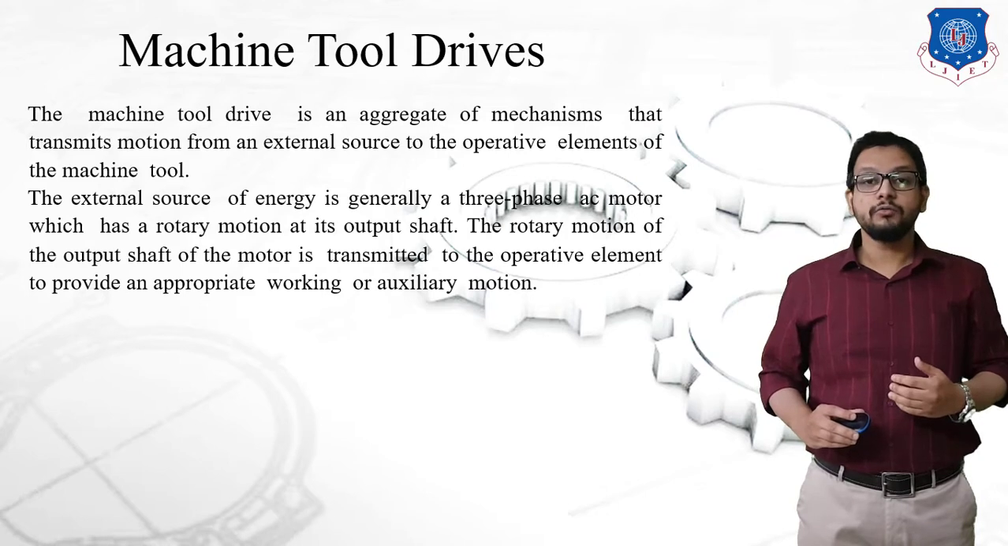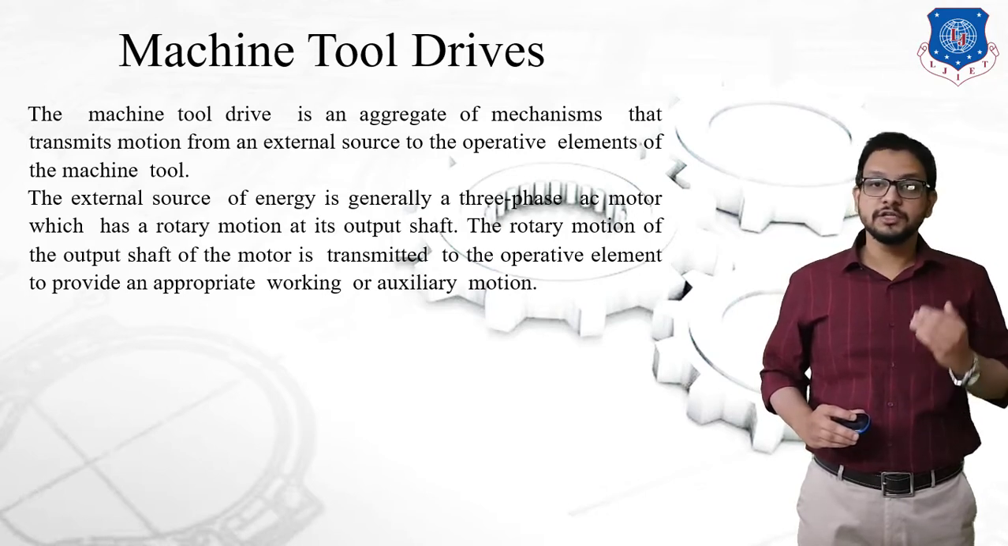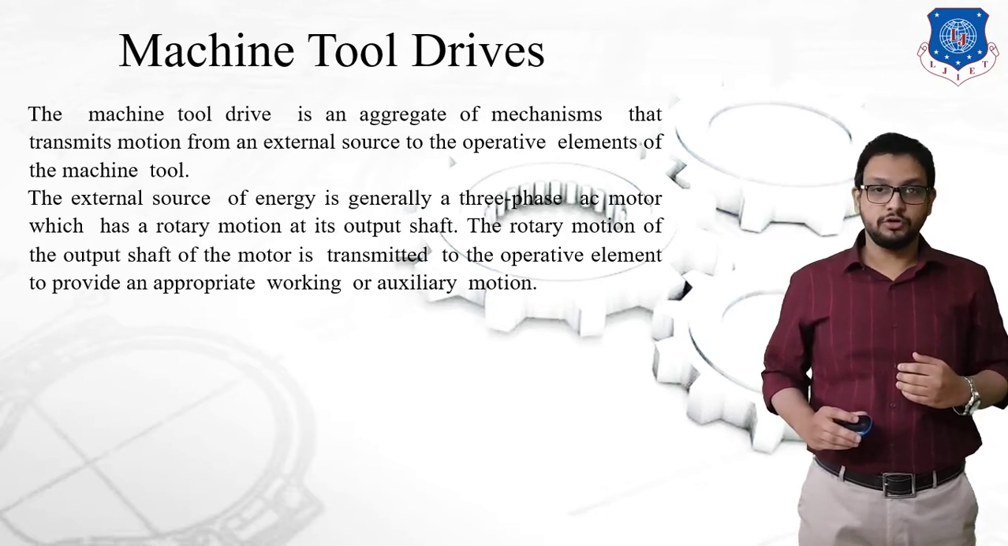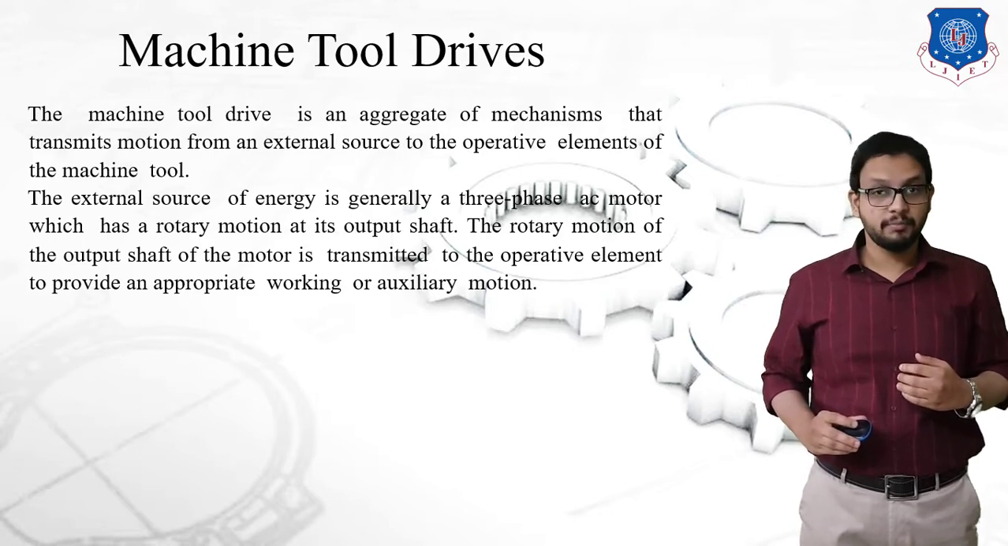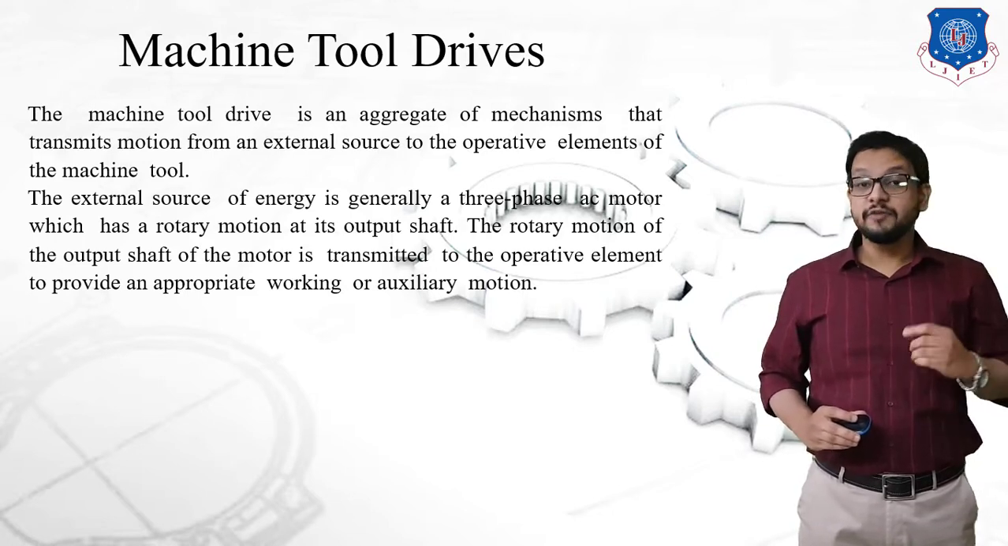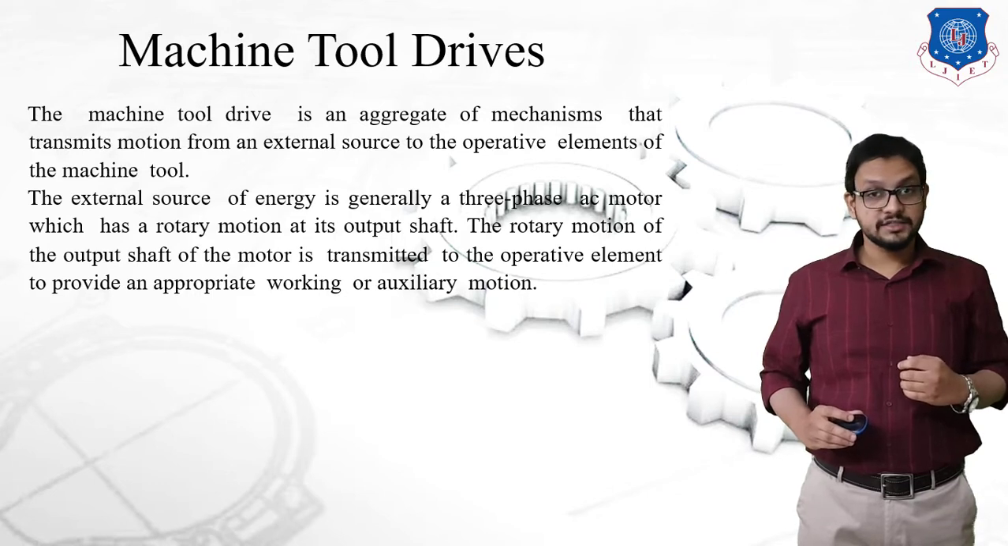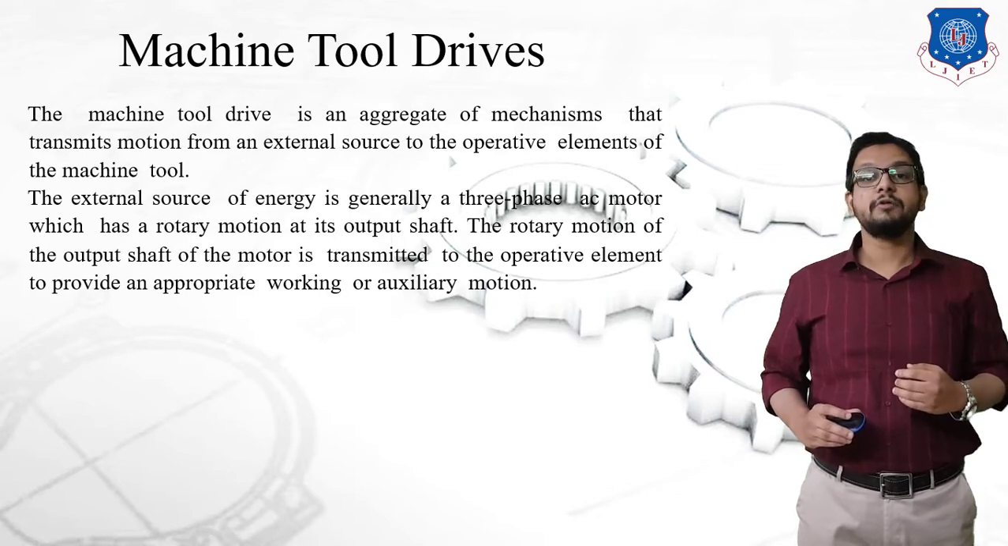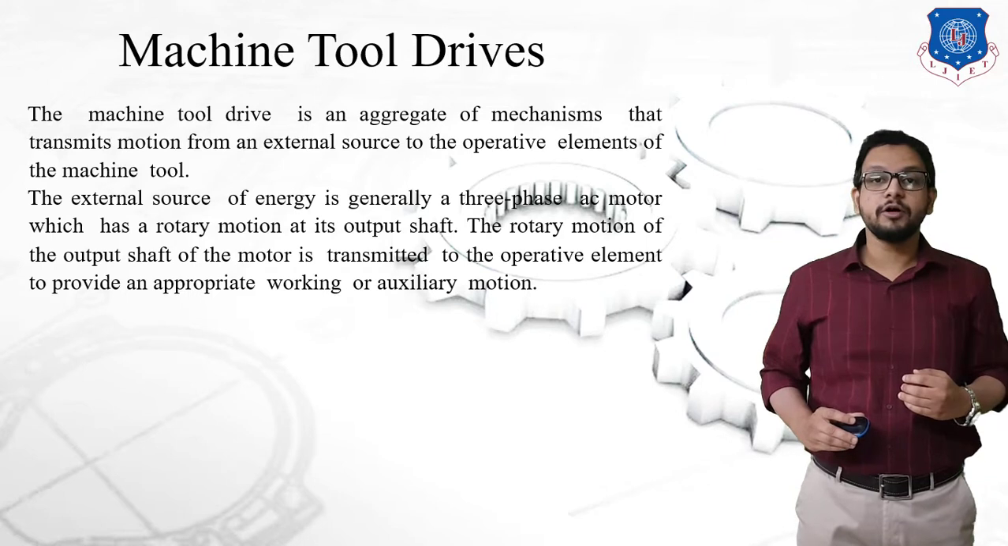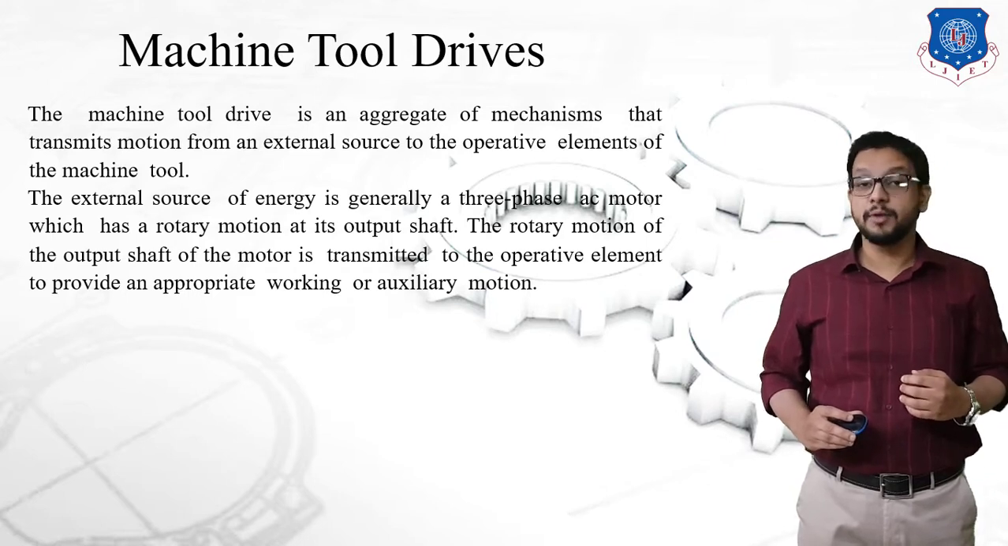Now what is our external source? It is always our electric motor, which is going to supply mechanical power. So our driving shaft will be connected with our external source, that is the electric motor, and our driven shaft will be connected with our operative element, that is the operative member.